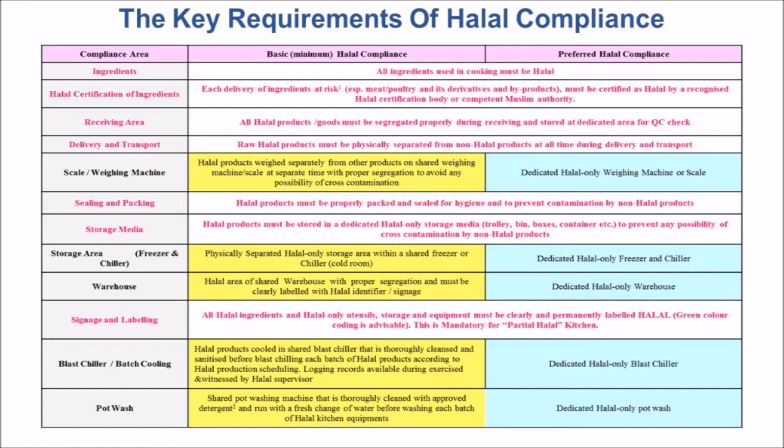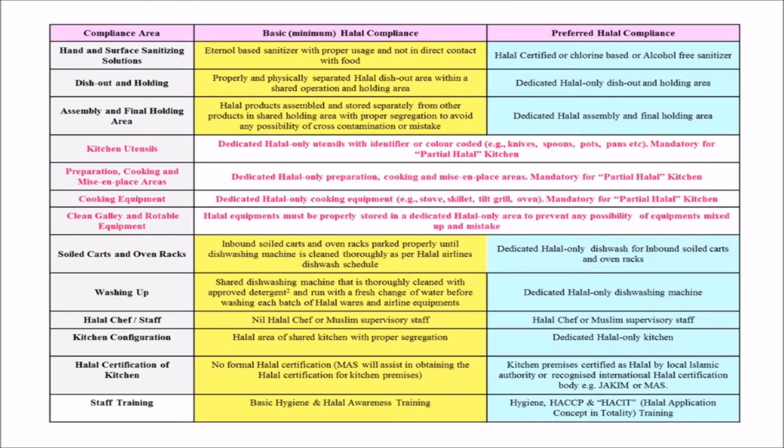we especially designed this presentation for a partial halal kitchen. If it is a fully halal kitchen, things will be very easy compared to partial halal. With fully halal, you don't have to do any segregation, you don't need any labeling and so on, because all are halal. But let me go one by one. See here, the ingredient, the compliance area. You have many compliance areas, over 20 that you have to comply with.